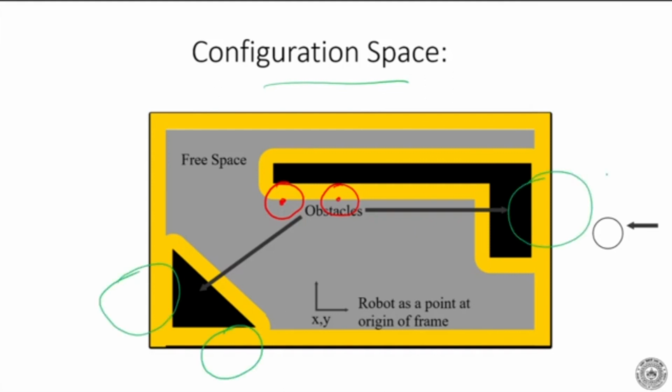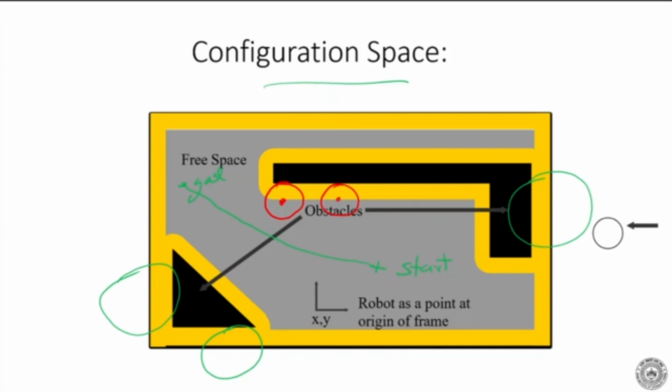Okay. So now if I want to go from one point to another point, I have a start point here. Let's say this is my start and this is my goal. Then the only possibility is that I have to go from this side. I cannot go from any other side, because it is very, very clear now.